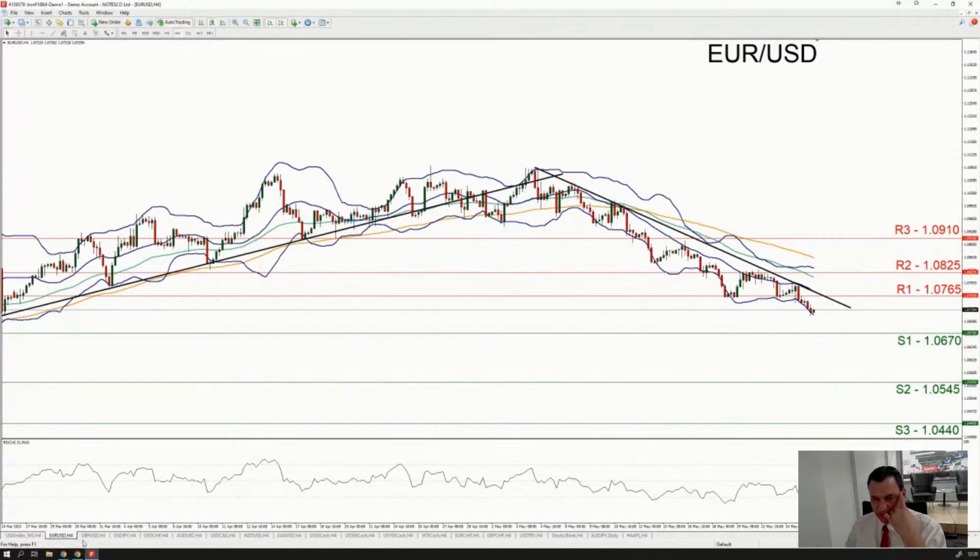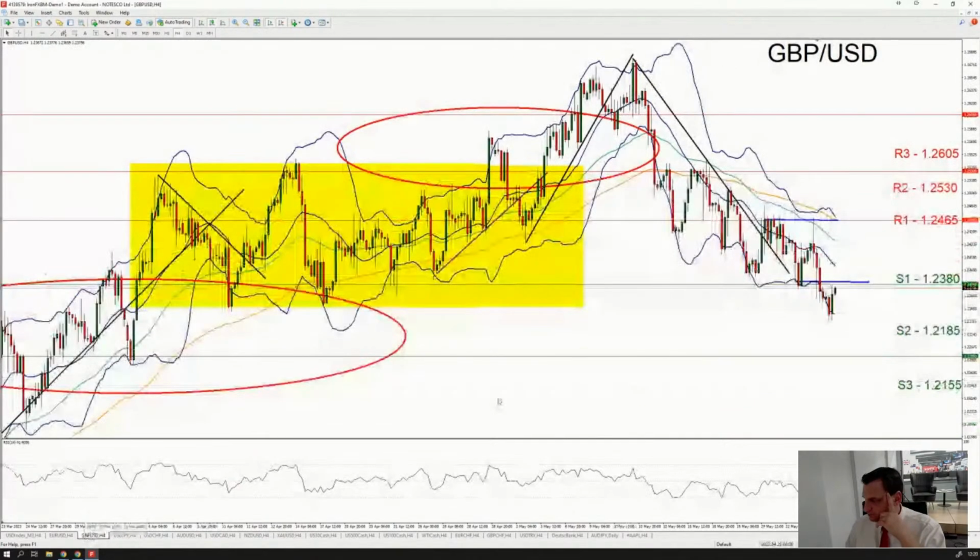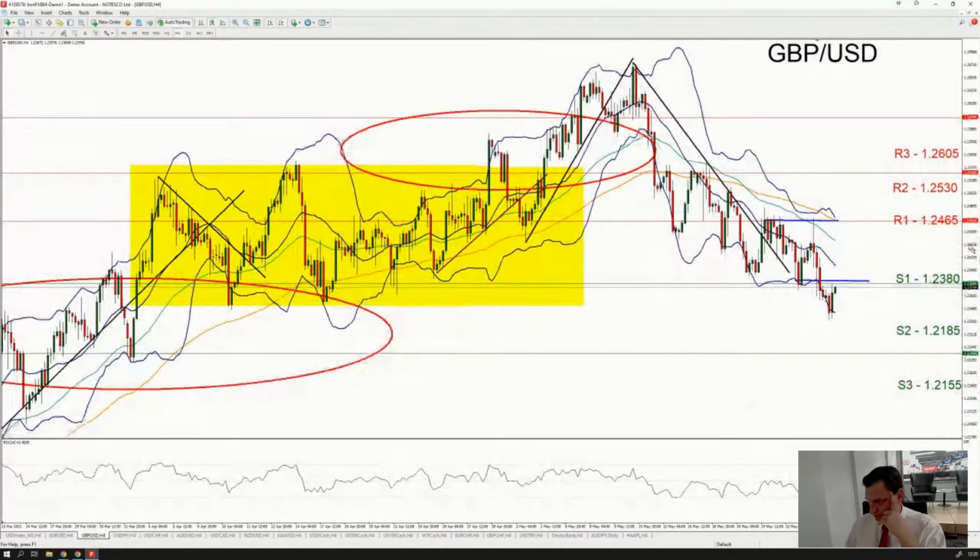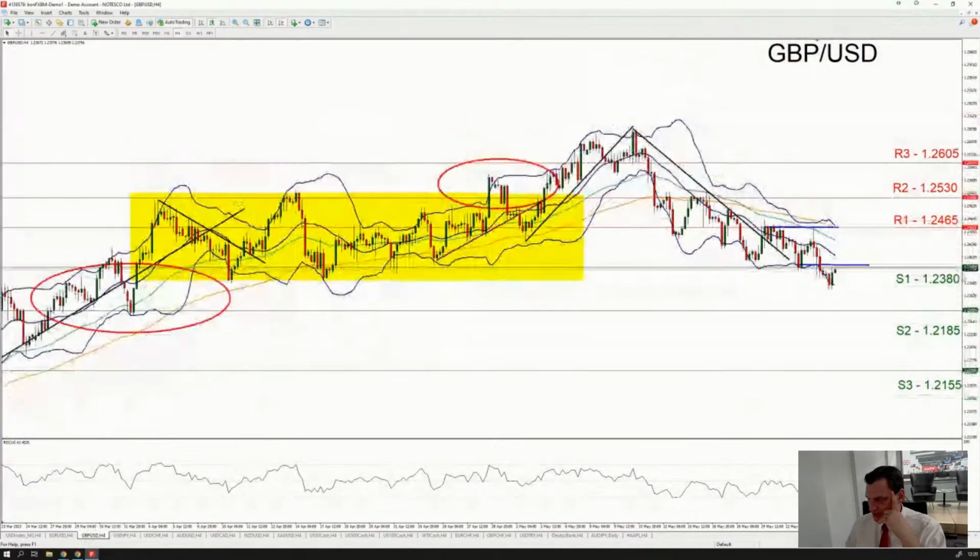Let's move to GBP/USD, cable, which has been dropping. We're shifting the downward trend line a little bit to the right. And actually, I think this is a bit of inclination here.